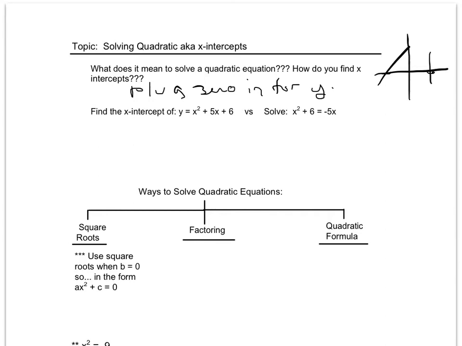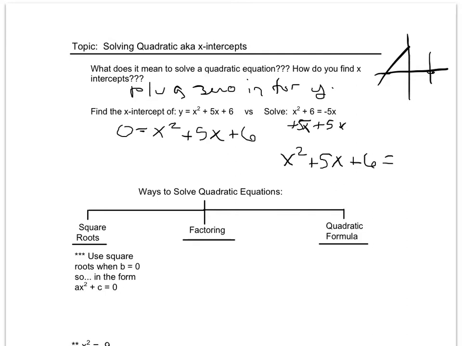So when I look at this first problem, where it says find the x-intercept of y equals x squared plus 5x plus 6, in order to do that I would put 0 in for y, giving me 0 equals x squared plus 5x plus 6. Now, if I were asked to solve the quadratic equation x squared plus 6 equals negative 5x, to put this in its standard form, ax squared plus bx plus c, I would have to add the 5x to both sides. After adding 5x to both sides, I would have x squared plus 5x plus 6 equals 0.